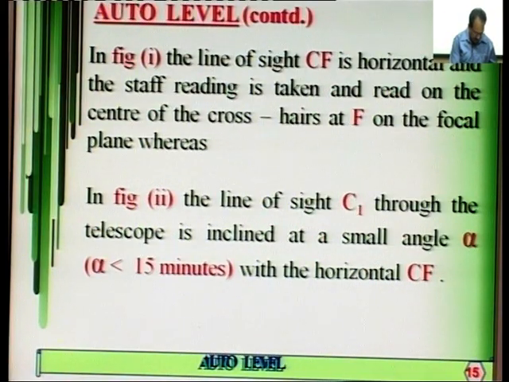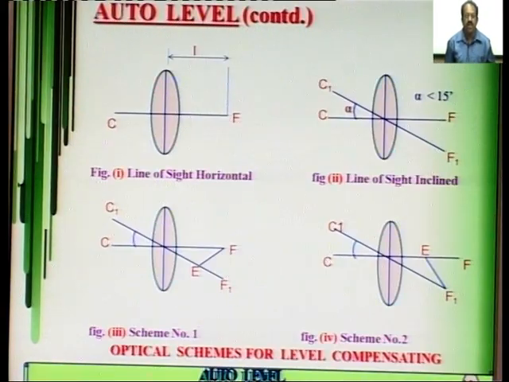Please see on your monitor screen. In figure 1, the line of sight CF is horizontal and the staff reading is taken and read on the center of the crosshairs at point F on the focal plane, whereas in figure 2, when the line of sight is inclined, the line of sight C1 through the telescope is inclined at a small angle alpha, where alpha is less than 15 minutes with the horizontal CF.